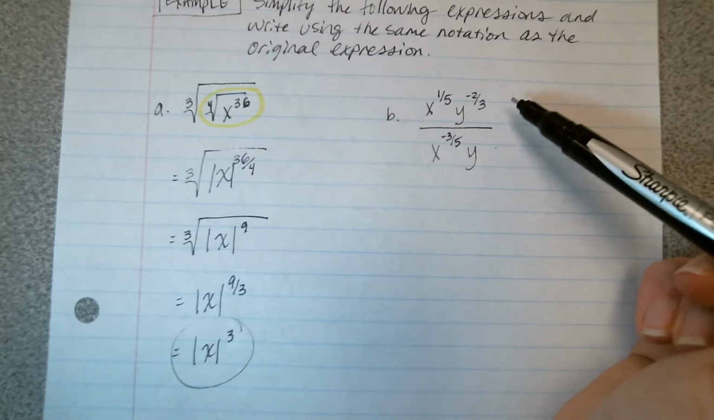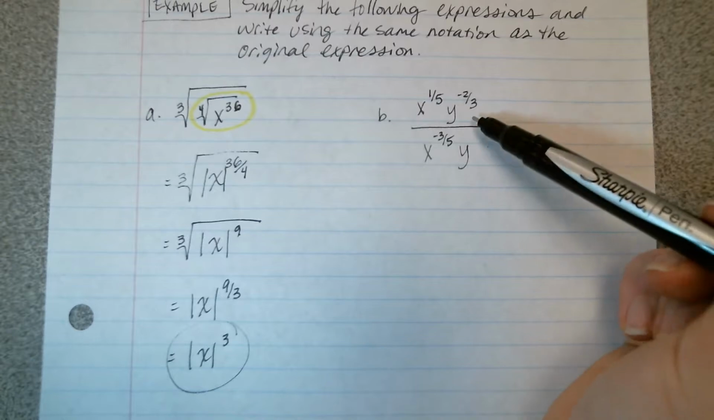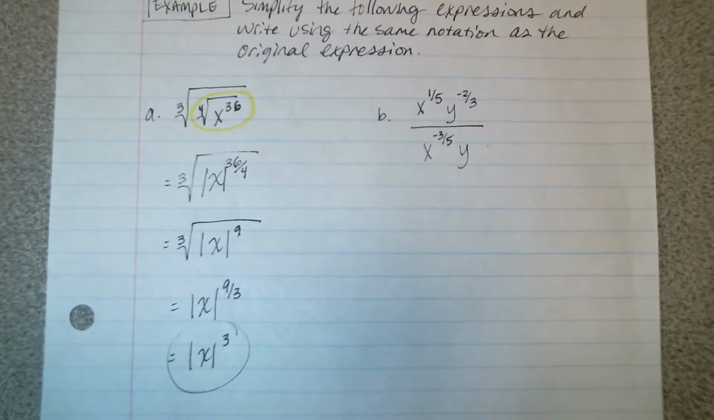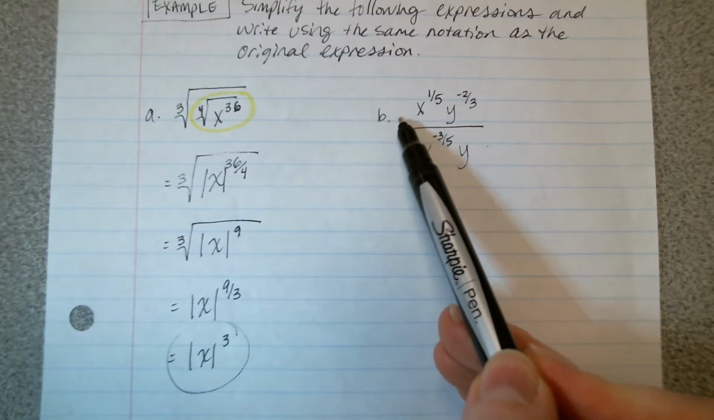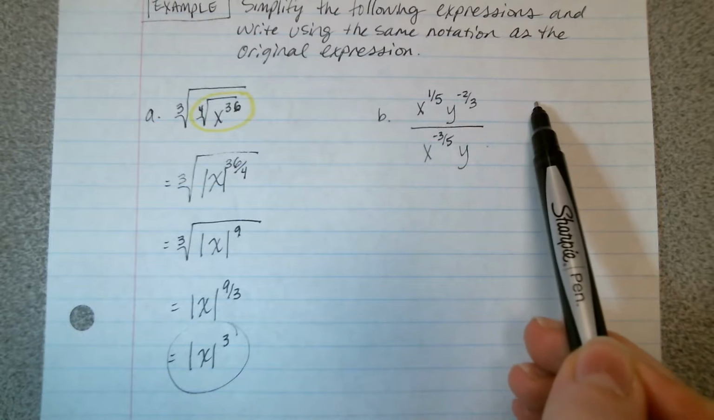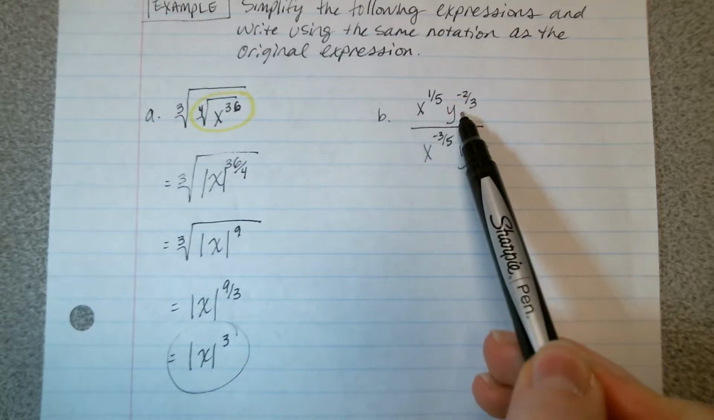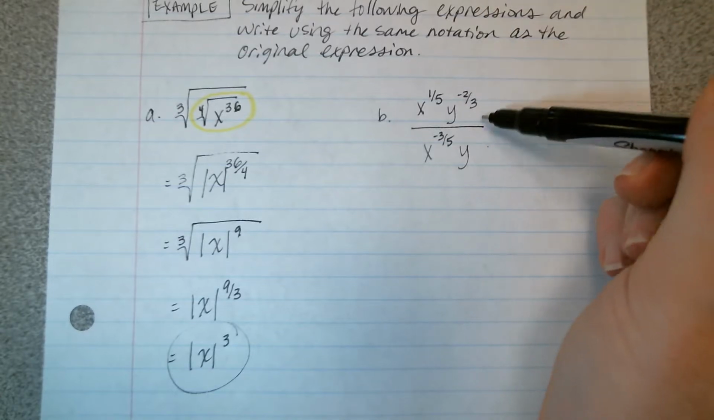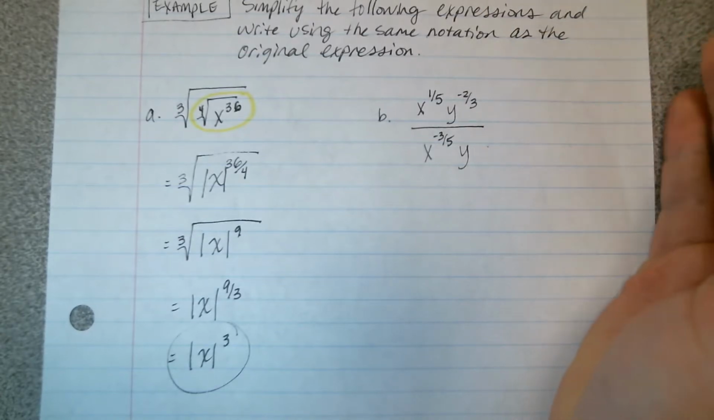Okay, moving on to part B. We are now going to work with fractional exponents from the start. So you can see in the numerator and denominator separately, things have been simplified. There's no parentheses, a single x, a single y in the numerator, single x, single y in the denominator. So what I need to do is combine them across this division bar.